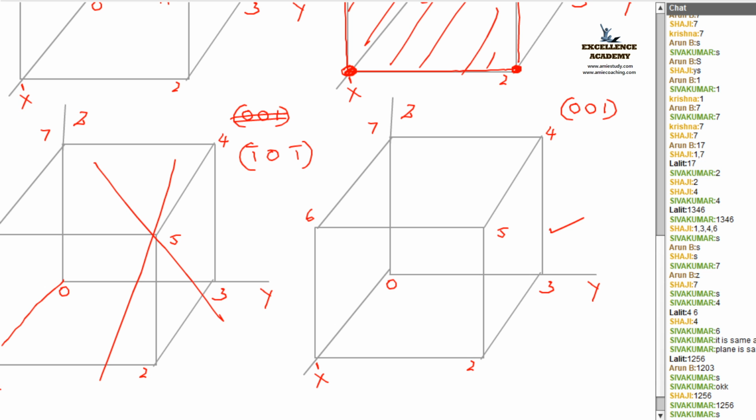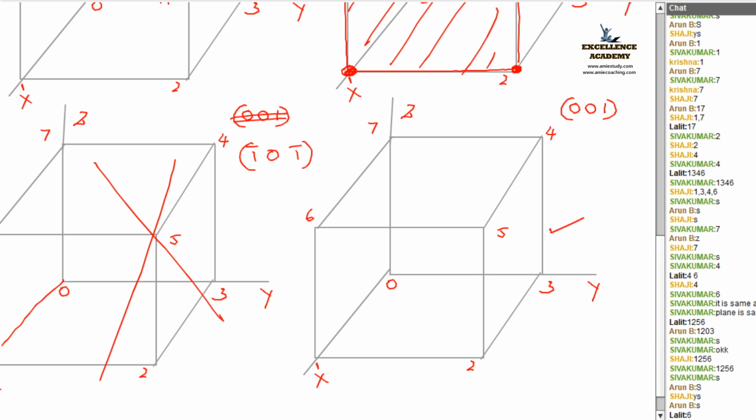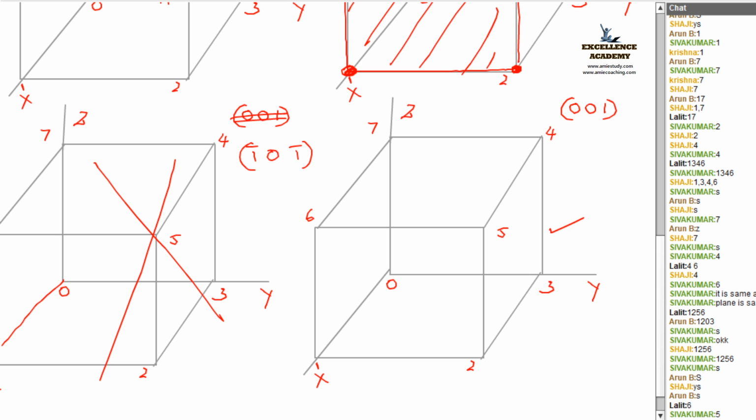Is it necessary to shift the origin? If yes, there is a new origin. Shivamar says that it is 5. Shaji says that it is 6.